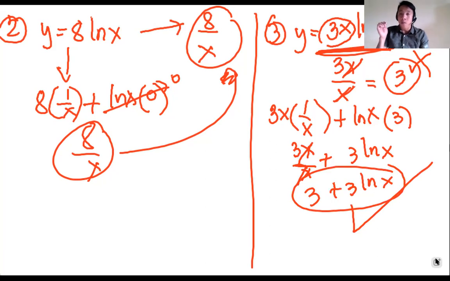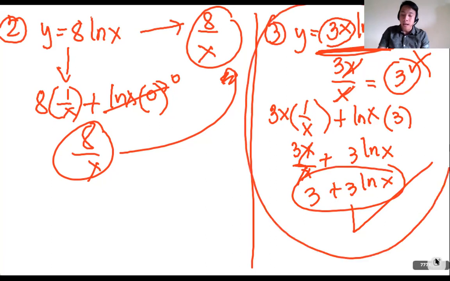Okay, I will give you more examples about this one later. But now, since you already know how to do it, let's proceed to another formula. Okay, so we have the natural, and we also have what we call the general logarithmic function.